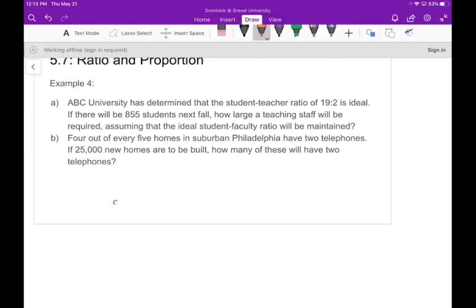Okay, so in part A, we have that the student to teacher ratio is equal to 19 over 2. And of course, it's 19 times something over 2 times something, but we're not interested in the something this time. We're interested in, if we have 855 students, what number needs to go down here? So of course, this is where we cross multiply again. So we need to do 2 times this number equals 19 times x.